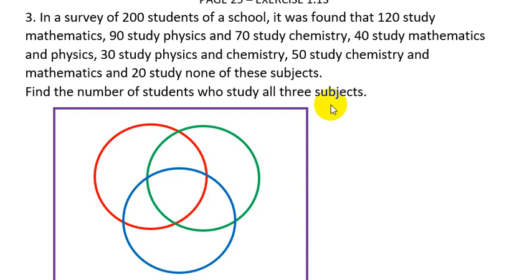Now, I'm using these colors to represent the Venn diagram so that we understand it very clearly. So that if I mention color red, we know that color red is for this particular subject, green is for that, and the blue is also for a different subject altogether.